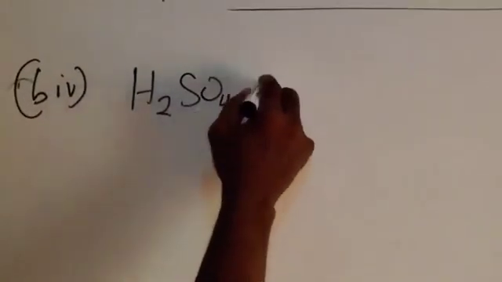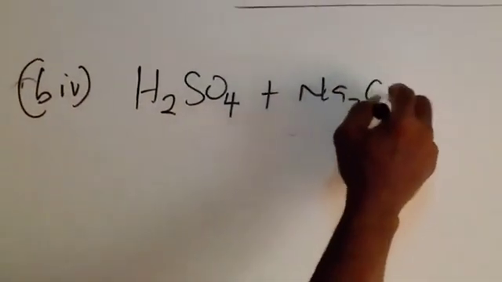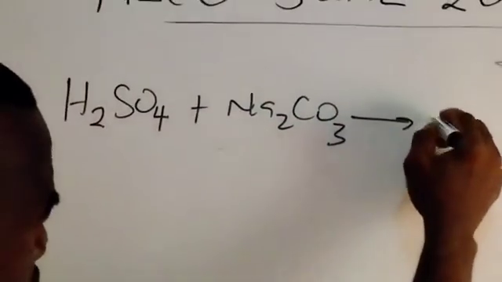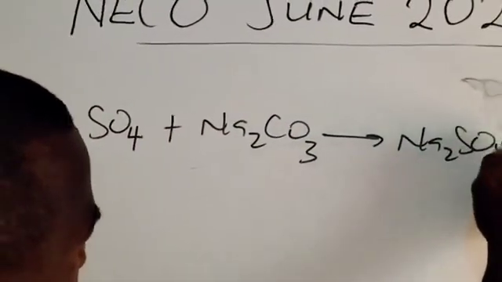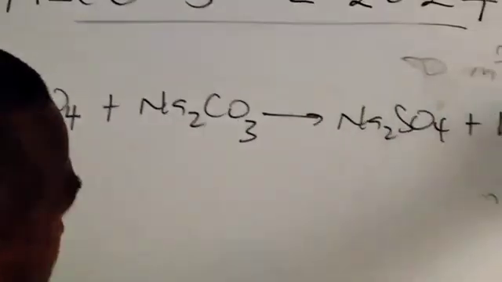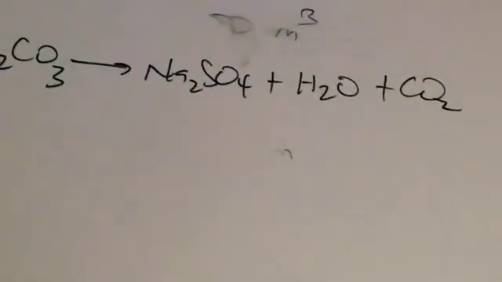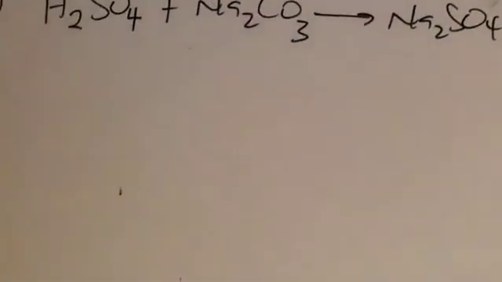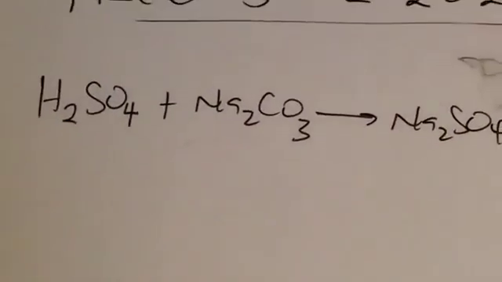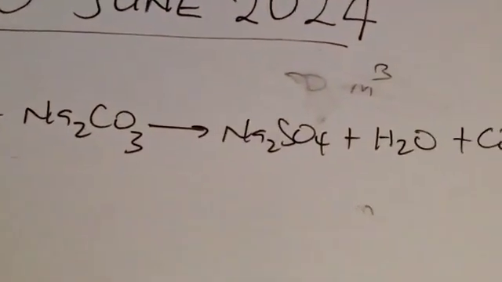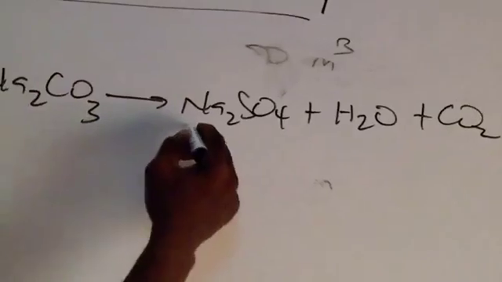So first of all, write the equation for the reaction. H2SO4, which is given to you on the paper, plus sodium carbonate, giving us sodium sulfate, plus water, and then CO2. So we need this equation to solve it. So work from the stoichiometry reaction. The stoichiometry means the balanced equation. So this is the sodium sulfate which you're looking for.